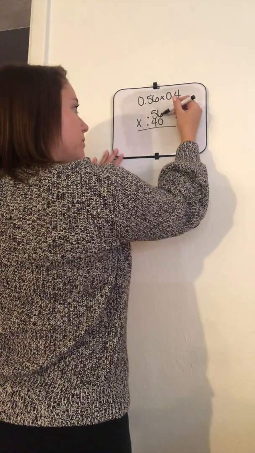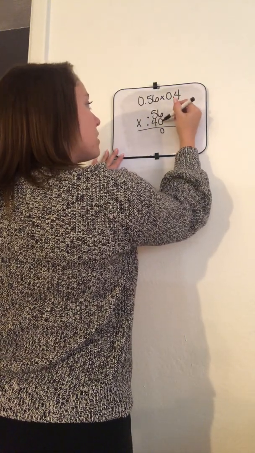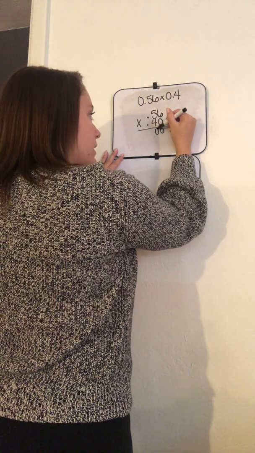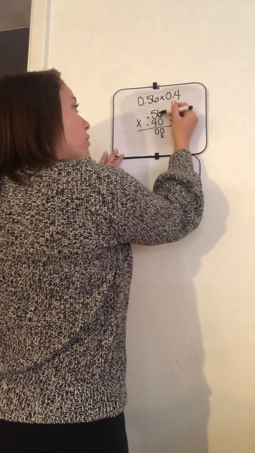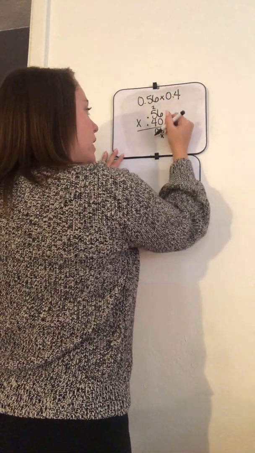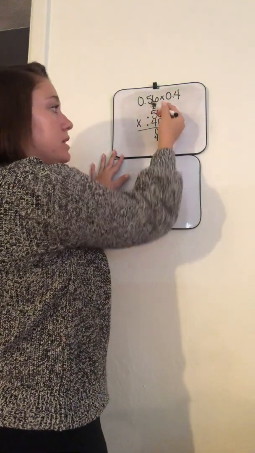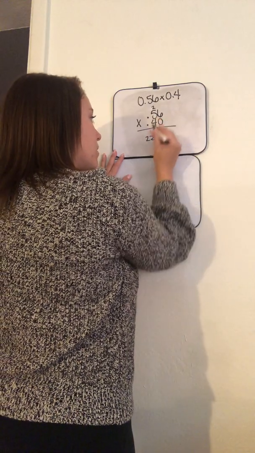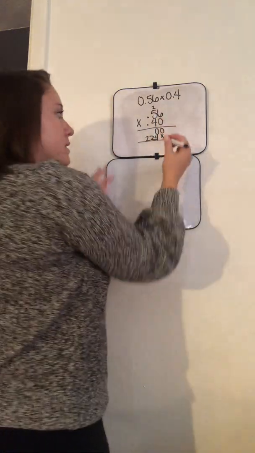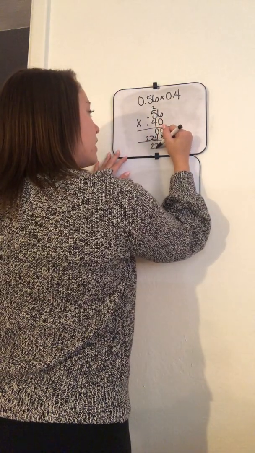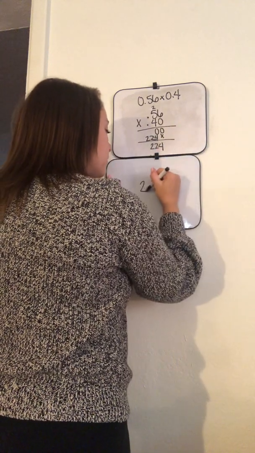So 0 times 6 is 0, 0 times 5 is 0, 4 times 6 is 24, 4 times 5 is 20, plus 2 is 22. So when we add all this together, we get 224.